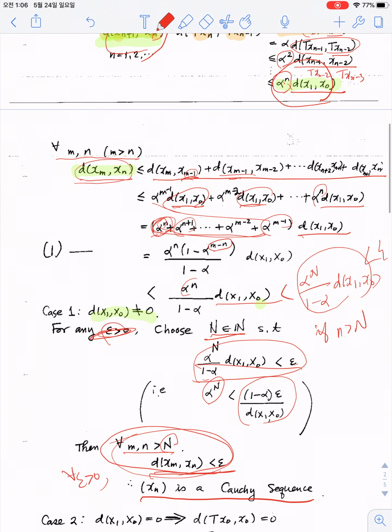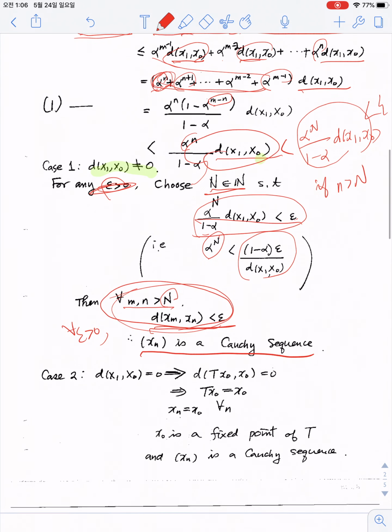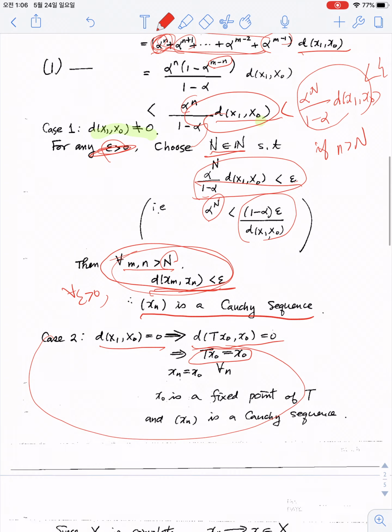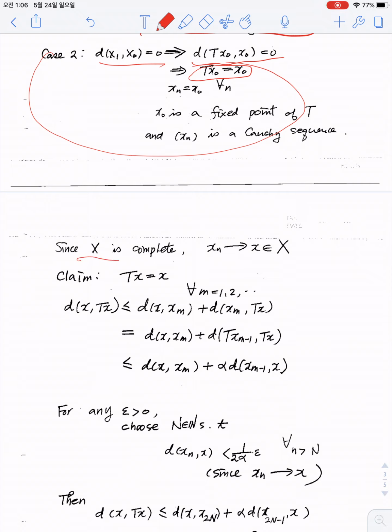In case 2, if this guy is 0, then d(x0, Tx0) equals 0, then Tx0 equals x0. So x0 is actually a fixed point, so we are done. We don't need to do more. For the second case, we proved the theorem. In the first case, this is non-zero, then xn is a Cauchy sequence. Then X is complete, so the Cauchy sequence converges to x. Now we want to prove this x is the fixed point.